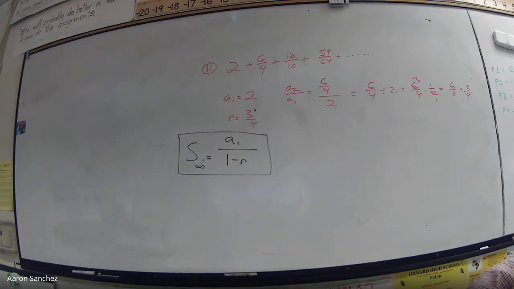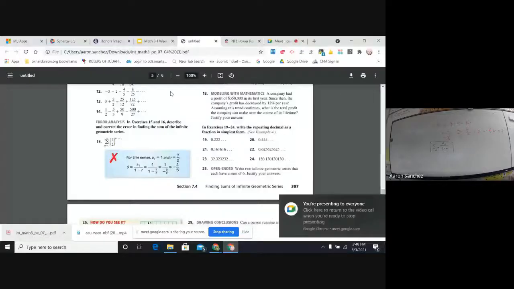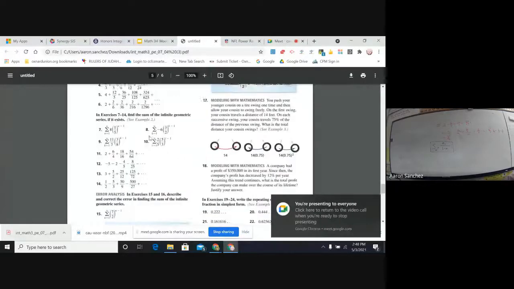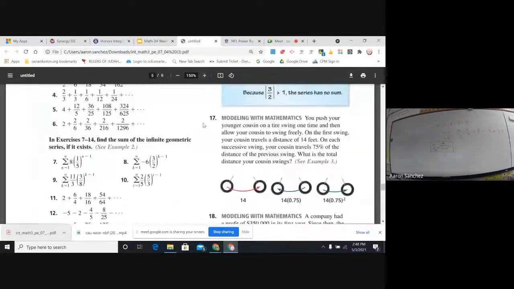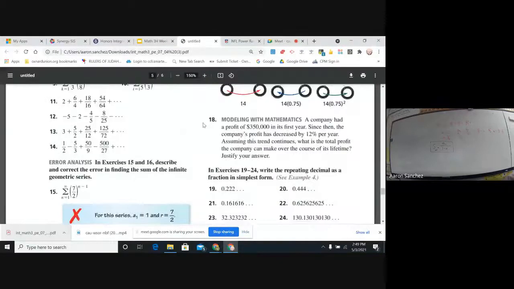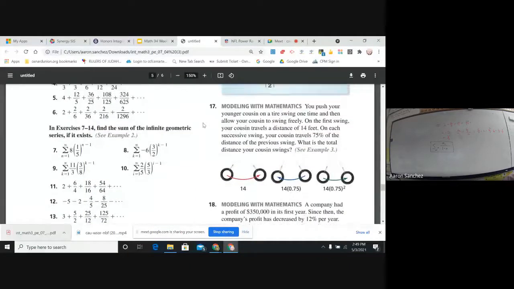Okay. Now let's look at number 17. I don't think it's that difficult. It's just a word problem. Actually, wait, did I skip? You guys did the error analysis on 15. You guys can figure that out. 17.